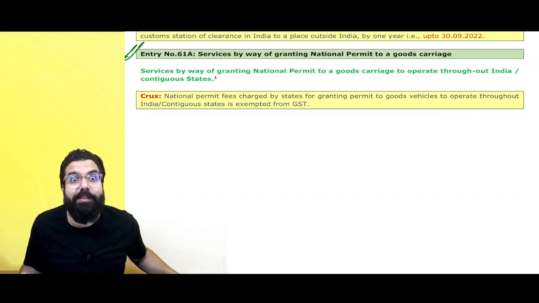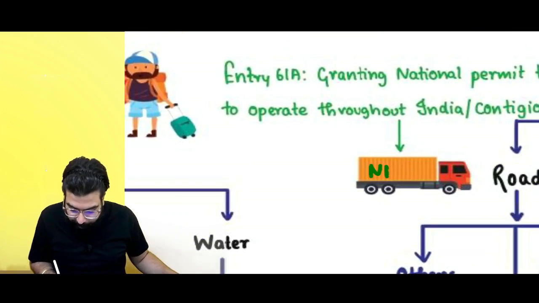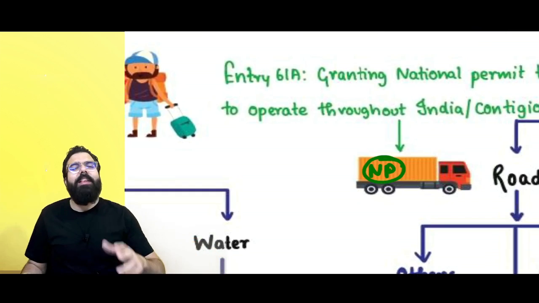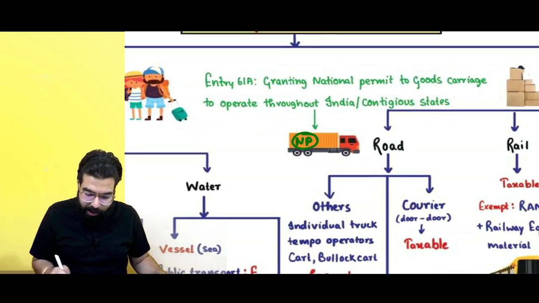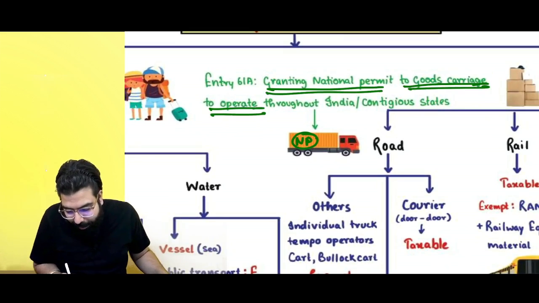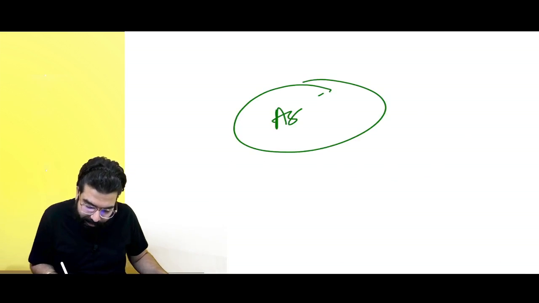What happens? You would have seen trucks, etc. On the truck it is written national permit. So this national permit is granted by the government. Now when the national permit is granted to trucks, etc., so granting of national permit to goods carriages to operate throughout India or contiguous states. Sir, what do you mean by contiguous state? For example, this is the state of Assam.